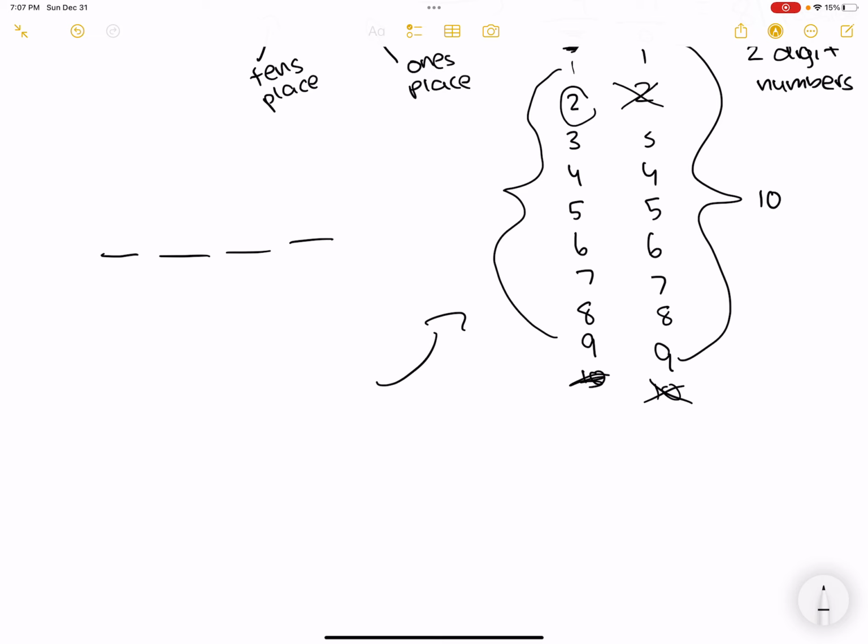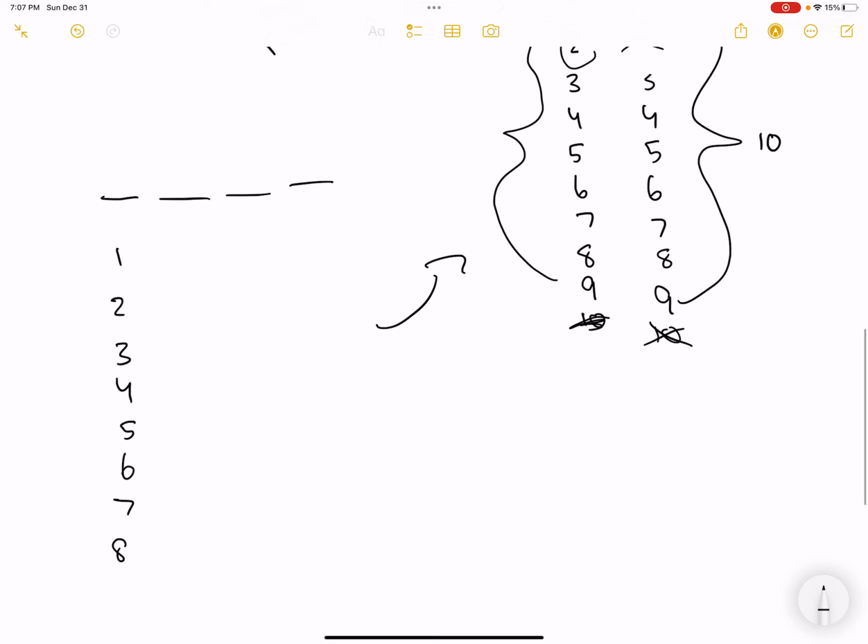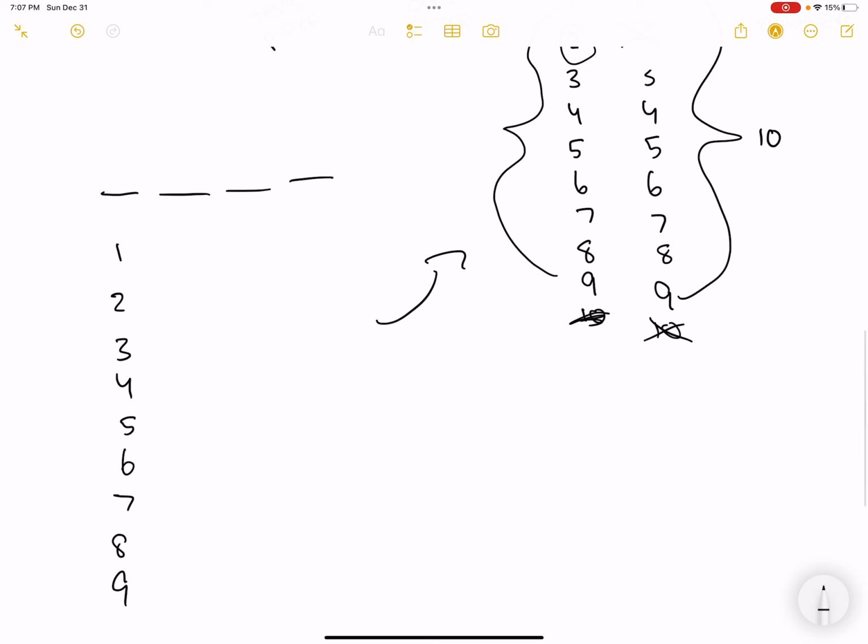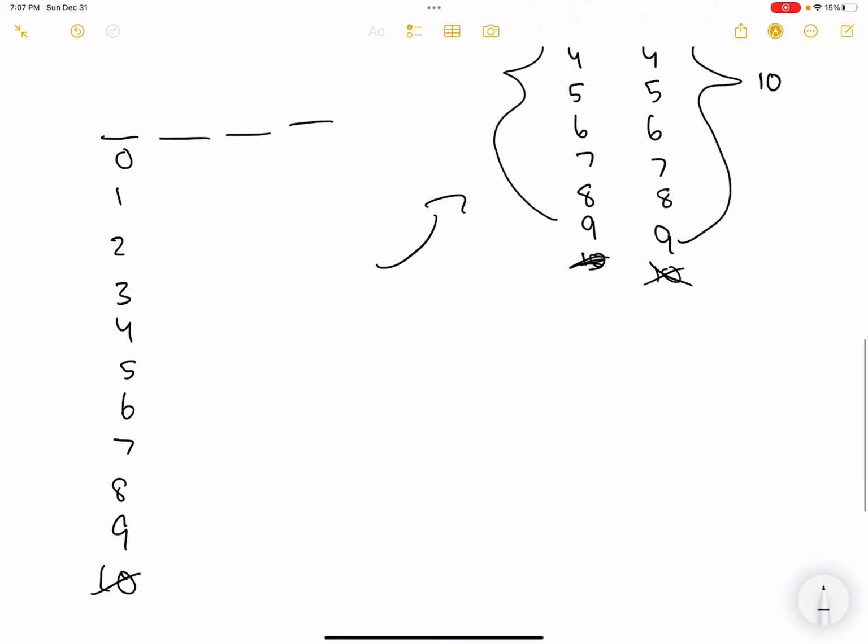So starting off with the thousands digit's place, let's see what values we could have. 1, 2, 3, 4. As we said before, we can't do 10 because then that would make it a 5-digit number. And we can't do 0 because that would make it a 3-digit number. So 0 and 10 are not allowed. So that would result in 9 possible choices.